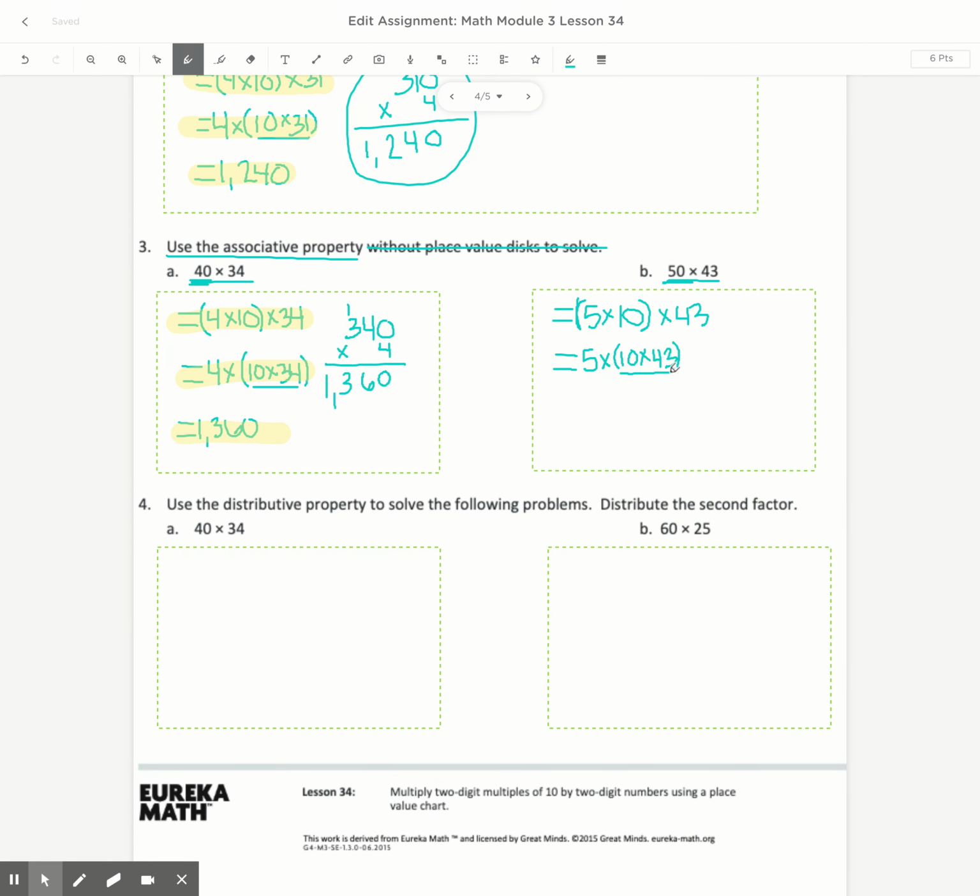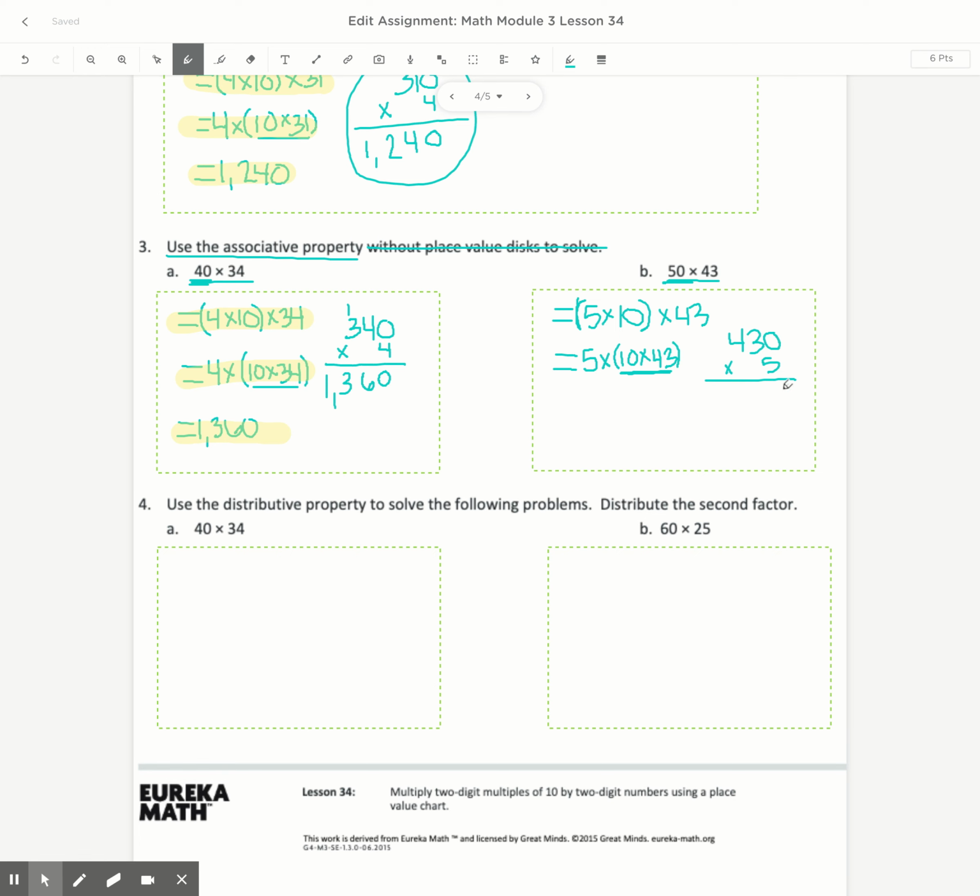So I have 10 times 43. Again, I can ignore that 0 for just a second and do 1 times 43. I know that that is equal to 43, but I cannot forget about that 0. I'm going to add it to the end. So I did 10 times 43, and now I can multiply it by 5. So now I'm just going to finish setting up my equation and just go ahead and multiply.